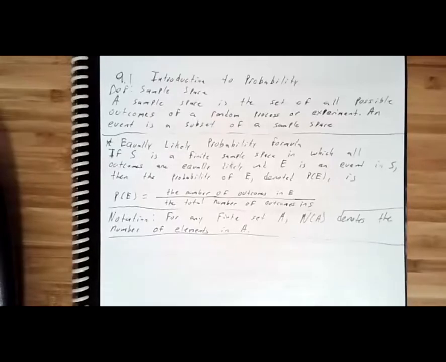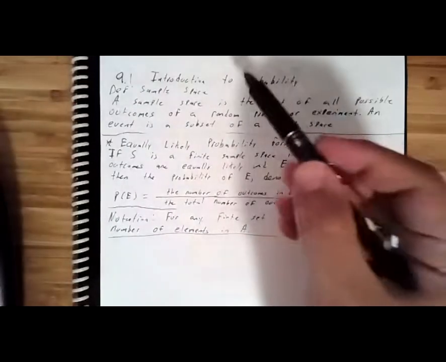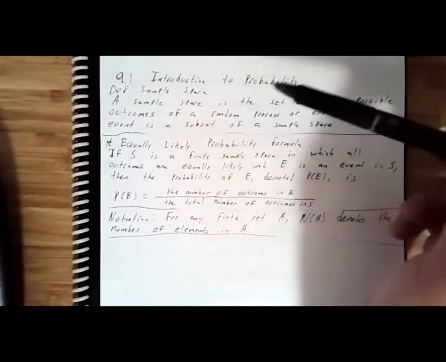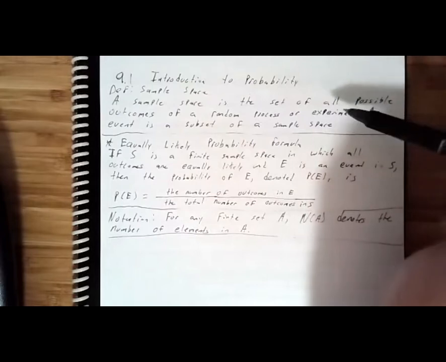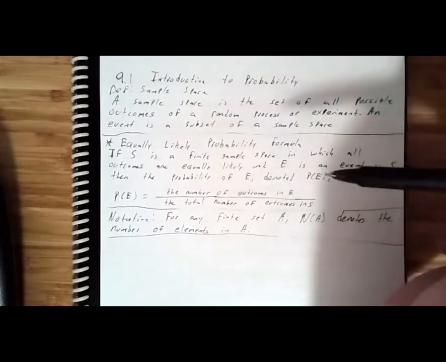All right, guys, let's talk about 9.1, Introduction to Probability. So first, let's talk about the definition of a sample space. A sample space is a set of all possible outcomes of a random process or experiment. An event is a subset of a sample space. And we'll talk about that in just a second, give you a visual.